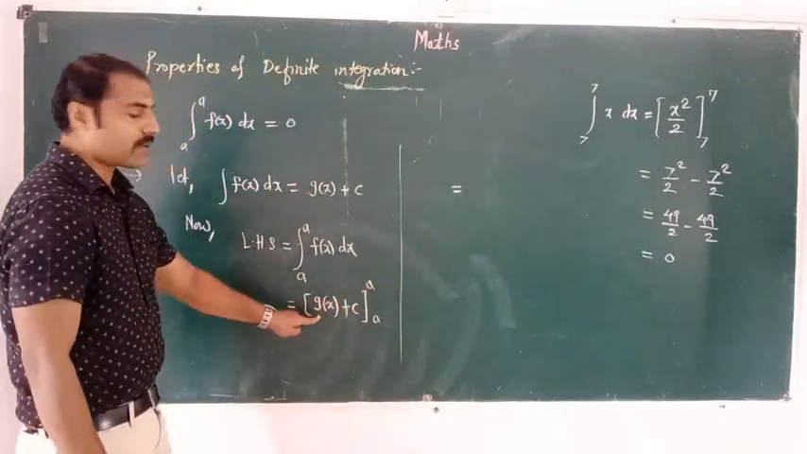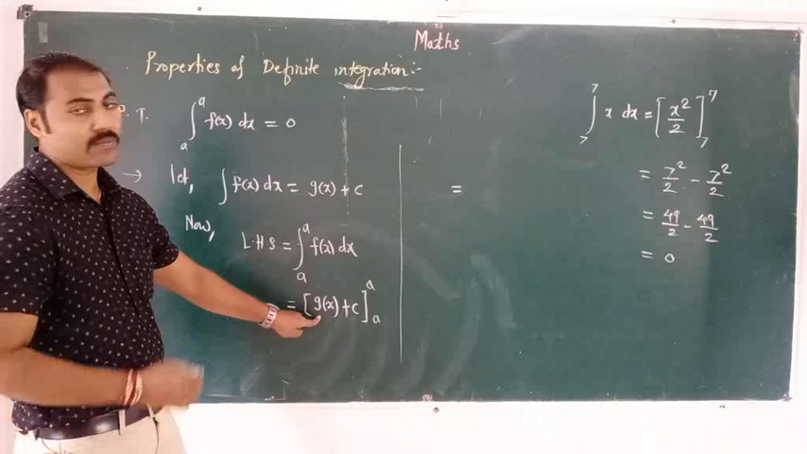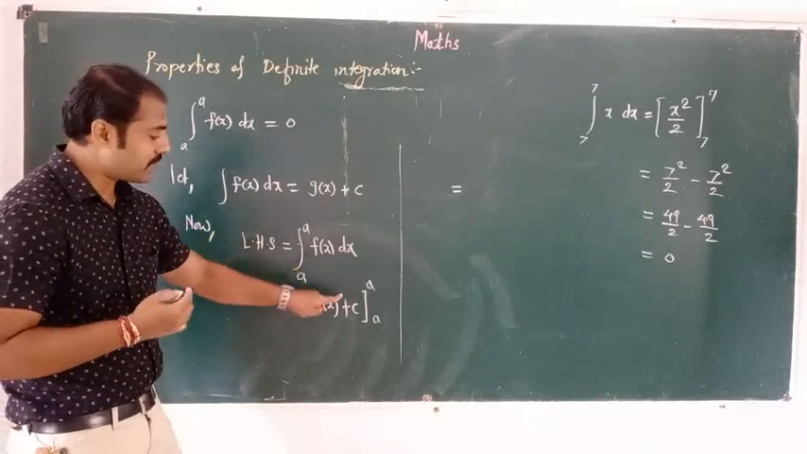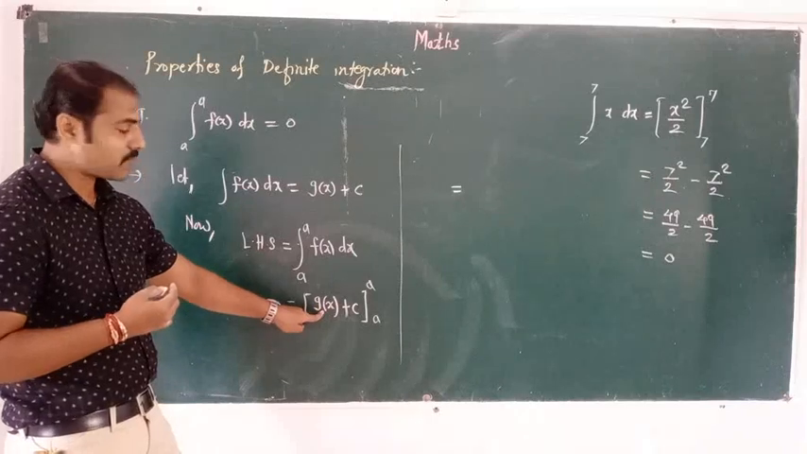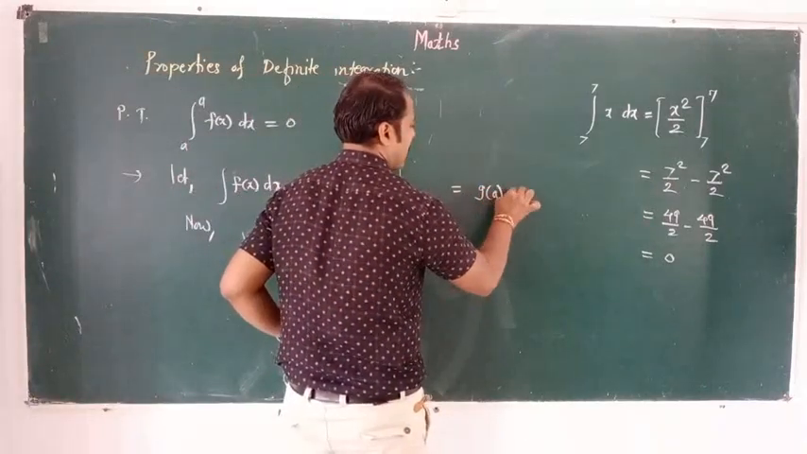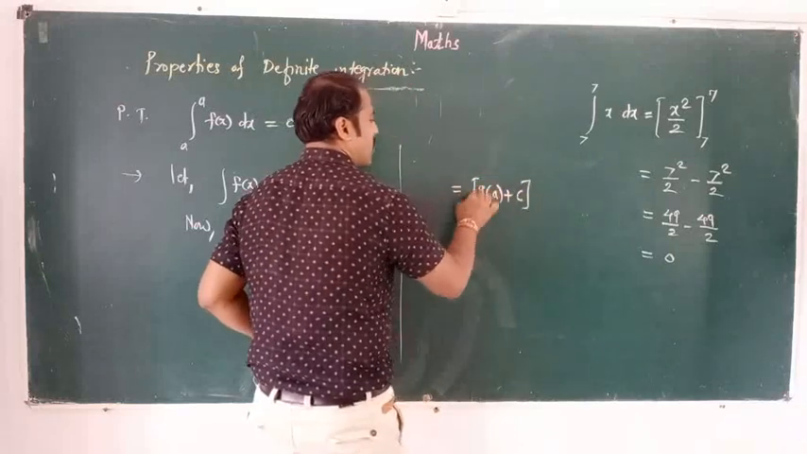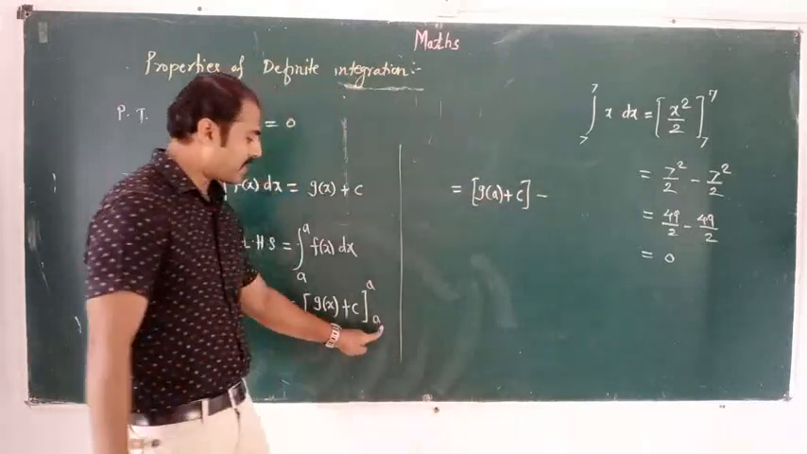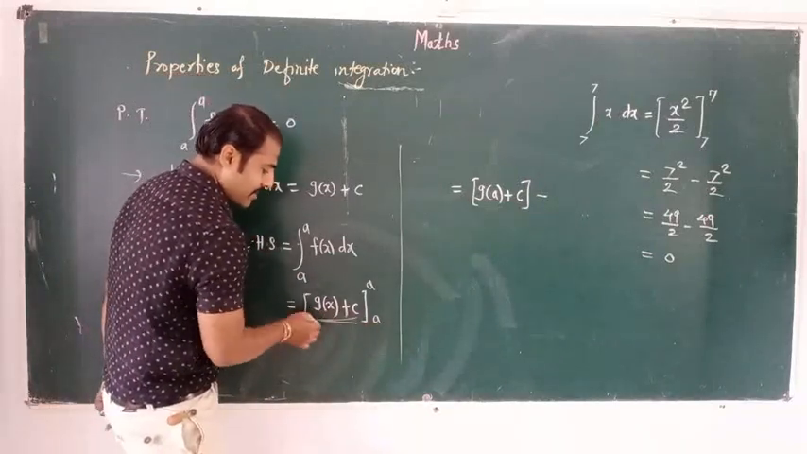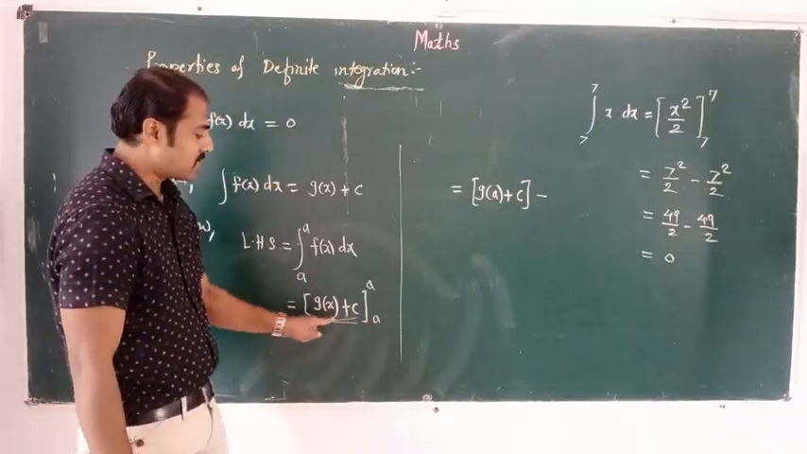which is equal to the value of the primitive at the upper limit, from the fundamental theorem on integral calculus. The value of the primitive at the upper limit means replace x by a, that is g of a plus c, minus the value of the primitive at the lower limit. The lower limit is a and the primitive is g of x plus c. Put x is equal to a.